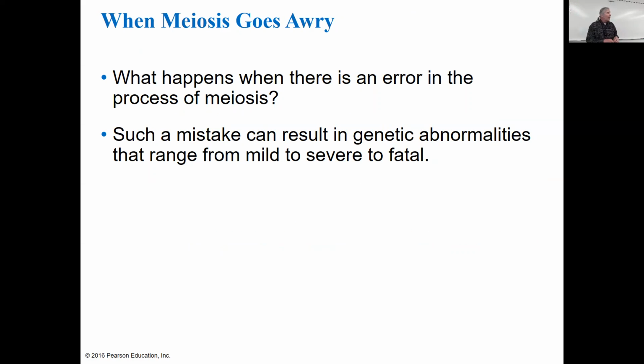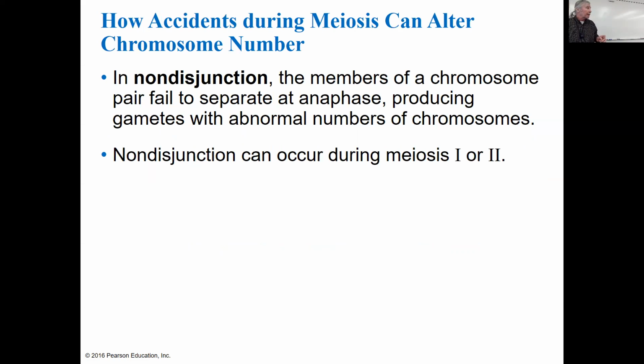Okay, so what happens when meiosis goes awry? What happens when there's an error in the process of meiosis? A mistake can result in genetic abnormalities that range from mild to severe to fatal. So we're going to look at errors in meiosis now. One error is called non-disjunction.